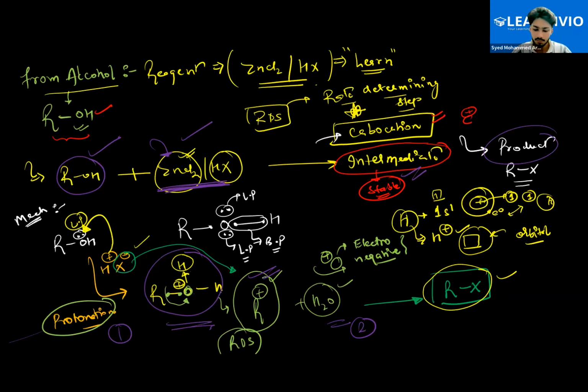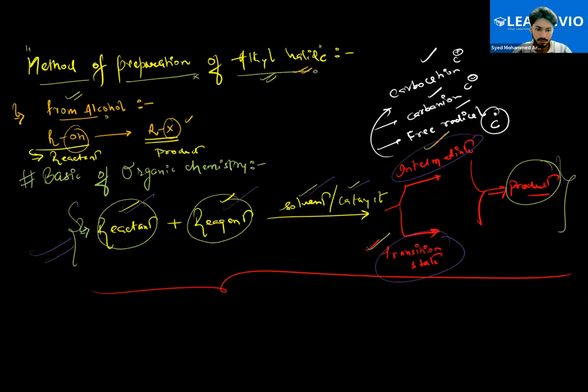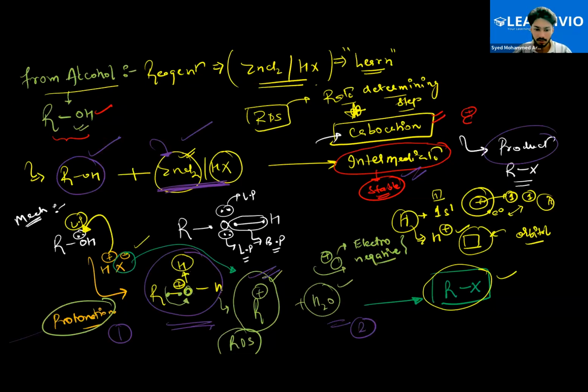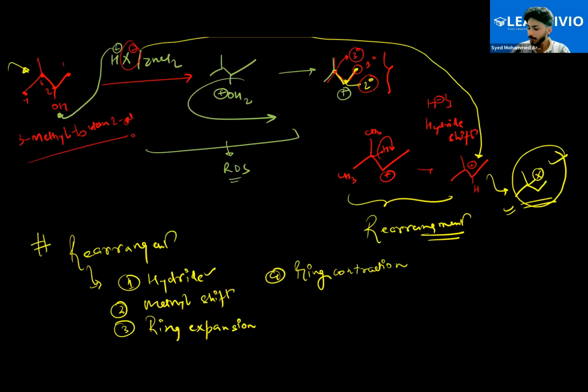Then we discussed one method of preparation, which is from alcohol. In this reaction, there is an important intermediate state. Based on the stability of this intermediate state, the reaction will proceed. So we were discussing rearrangement in the last class.